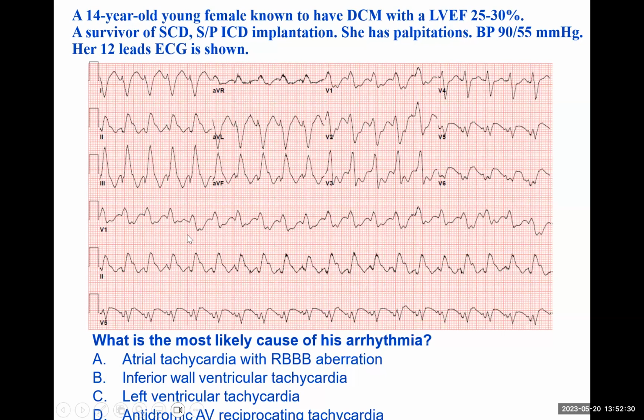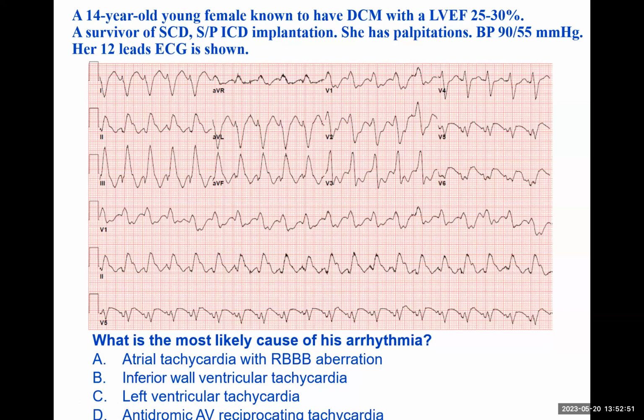If you look at the criteria, lead 2 is really wide. In the initial part, you may see P waves marching through there, not very obvious, to be honest. But here, for example, there are all the criteria for ventricular tachycardia. But the question here is, what is the most likely origin of this ventricular tachycardia?